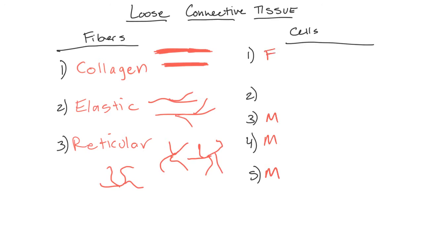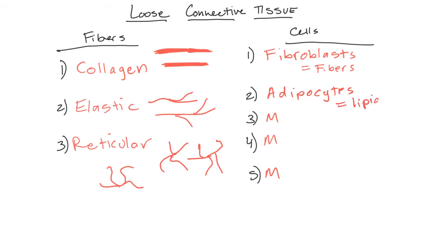One of them starts with F and one starts with A. All right, so we've got fibroblasts. And the fibroblasts, they secrete the fibers. We have adipocytes, which are filled with lipids.